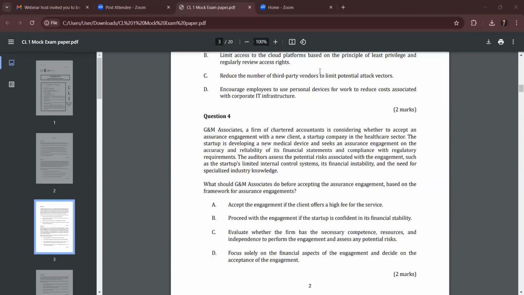C. Evaluate whether the firm has the necessary competence, whether you have resources and independence to perform the engagement, and assess any potential risk as well. D. Focus solely on the financial aspect of the engagement and decide on the acceptance of the engagement. Before accepting the startup audit, what do you have to do? A, B, C, or D?